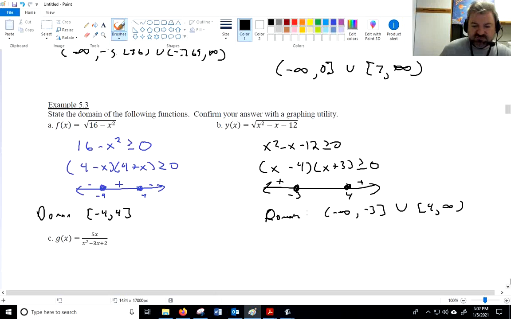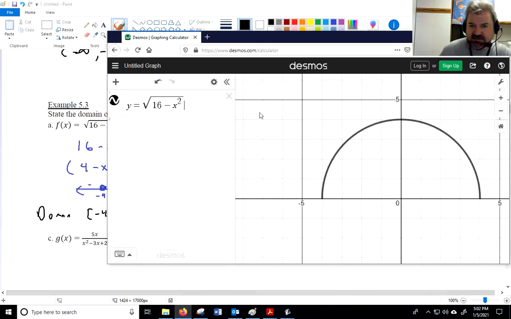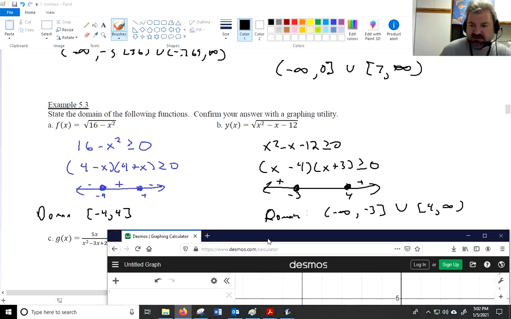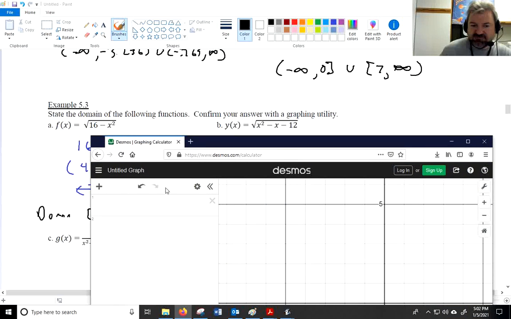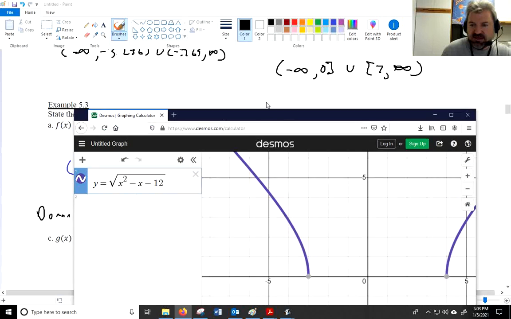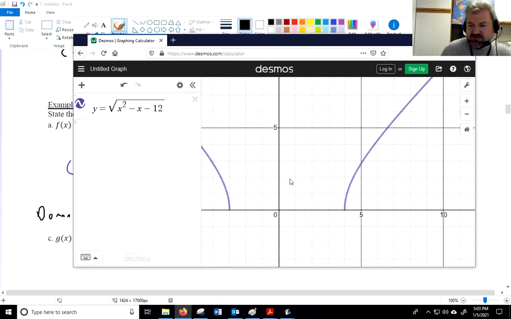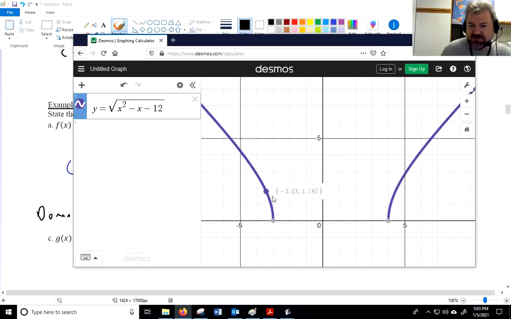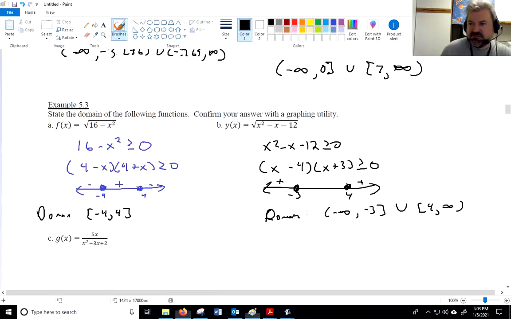So if we graph this one, we should see a gap in the middle of our graph. So let's take a look at that. Y equals the square root of x squared minus x minus 12. And you can see, there you have it. Because this is part of what's called a hyperbola. And we'll learn more about those later. Isn't that kind of cool, though, right?